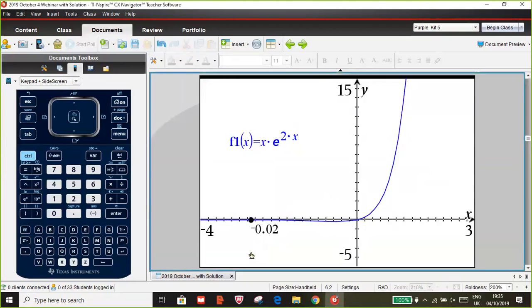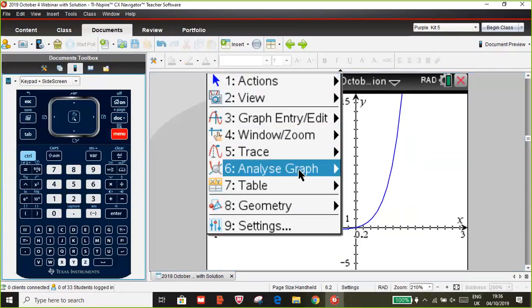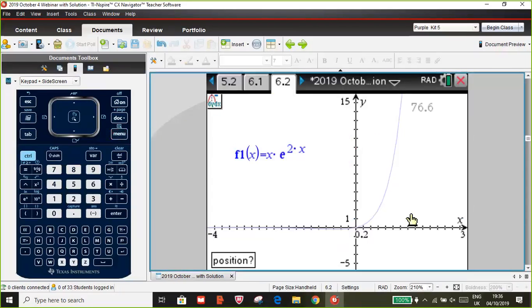Oh, sorry. I think I better show you on the handheld. It's easier that way. Okay, let me redo this. Let me delete this away. Okay, I'll try again. Menu, analyze graph, dy/dx, position, type 1. Okay, you see 1 is there, press enter. That is the gradient there, 22.2.